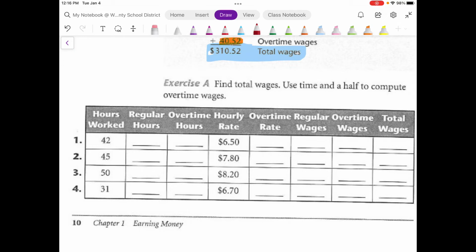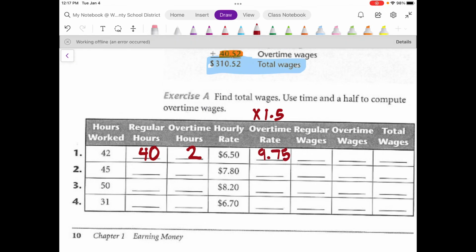Doing the first one together, 42 hours is the total amount of hours worked, which means I can have no more than 40. So 42 minus 40, that means 2 of those hours are overtime. Overtime for this is going to be times 1.5. So if you take 6.50 and you multiply it by 1.5, that's going to be our overtime rate. And that is $9.75 an hour.